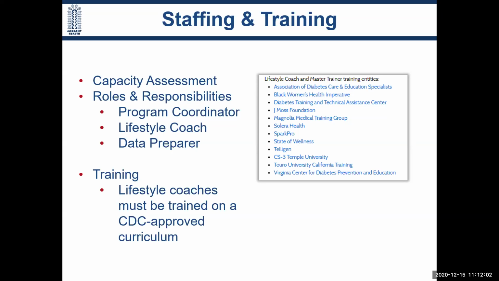So there are 3 basic roles within the standards. The first is the program coordinator. So that's sort of self-explanatory. This person oversees the program. They oversee the coaches. They make sure the coaches are supported in what they're doing. They identify if there are any issues with implementation and help to resolve those. The lifestyle coach is the person who actually delivers the program to participants. So they interact directly with the participants.